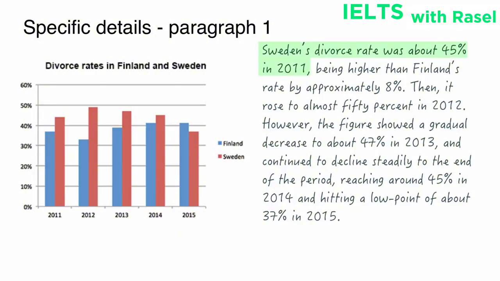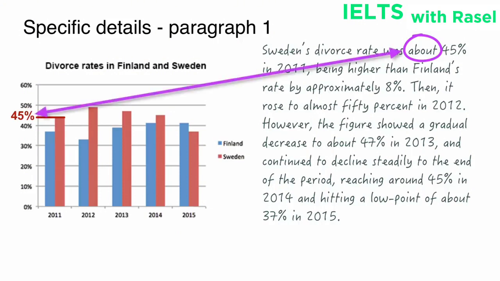Sweden's divorce rate was about 45% in 2011. Pay attention to the word about that I used. Look at the bar chart. We can see that Sweden's divorce rate was somewhere between 40% and 50%. But since the rate falls between the lines, we cannot see the exact number. So I picked 45% and used the word about to indicate that this number is not exact.